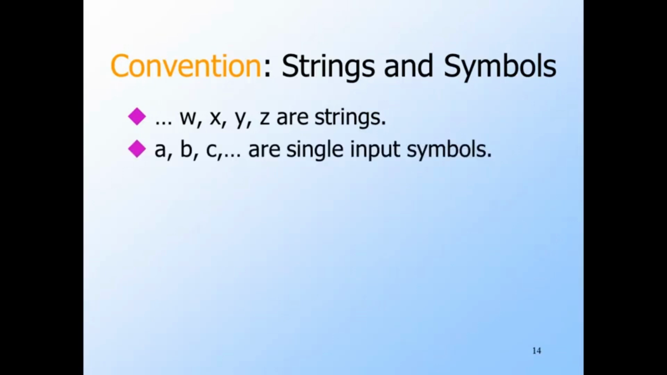There are two important conventions we're going to use. They let us know the types of things without declaring types. In particular, we can distinguish between strings and characters. We use lowercase letters at the end of the alphabet, W, X, Y, and Z, and sometimes U or V to represent strings. When you see one of these letters, you need to think, aha, that's a string. And lowercase letters near the beginning of the alphabet will represent single symbols. Again, we'll try to remind you at first, but you have to think single symbol when you see one of these letters.